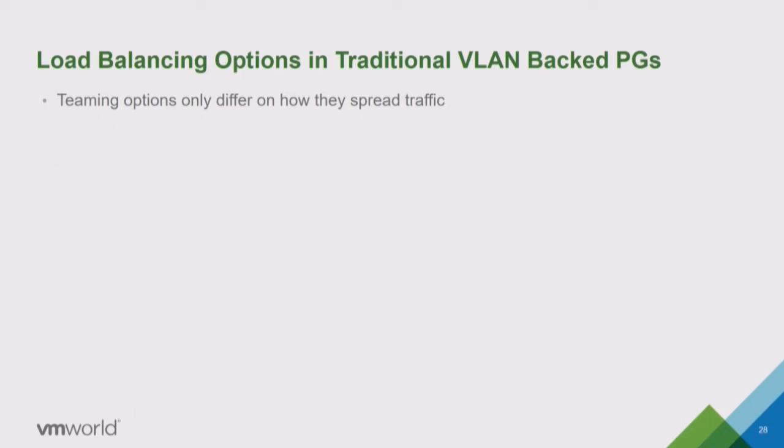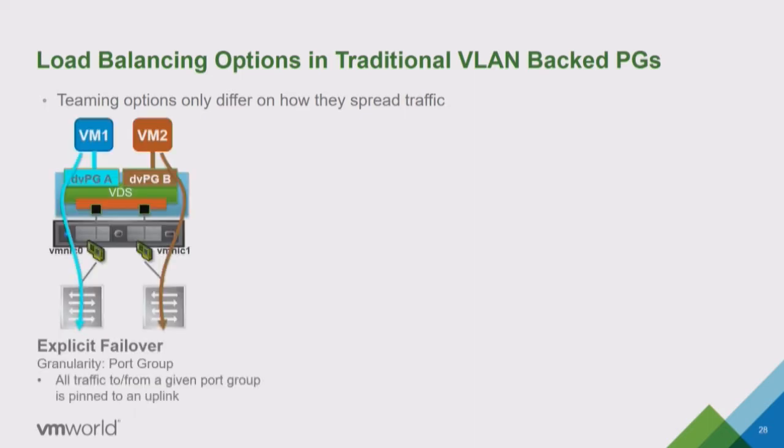So we're going to see what we do in traditional VLAN-backed port groups. No VXLAN so far. So far we are connecting our virtual switch or virtual distributed switch to the physical layer. So what are the options? The first option that you're going to see is explicit failover.